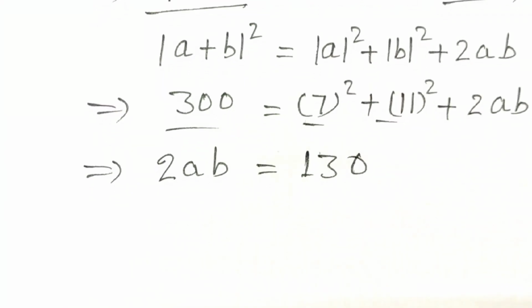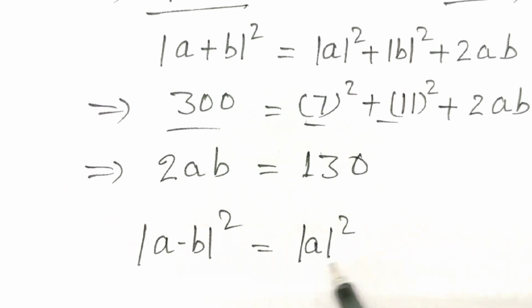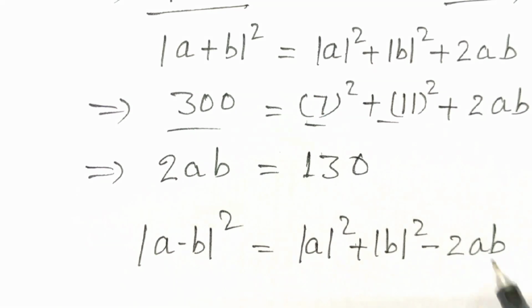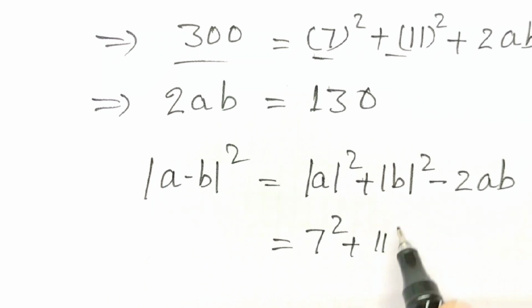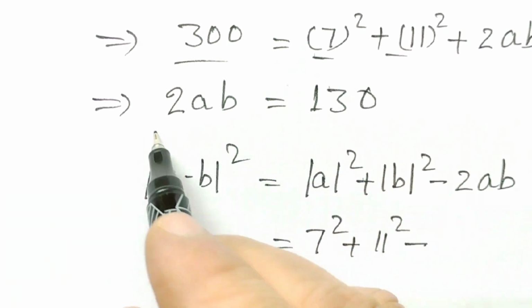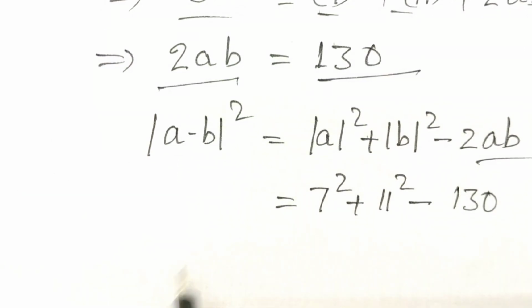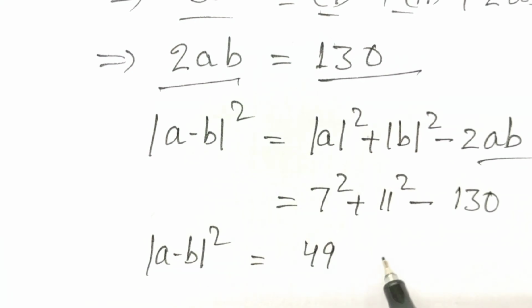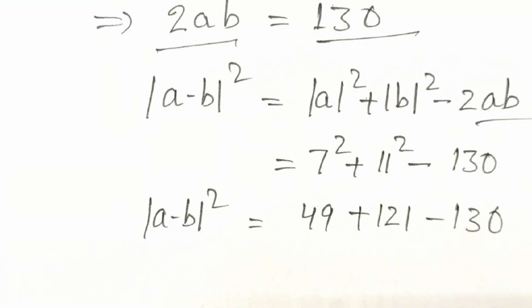130. Fine. Now |A − B|² = |A|² + |B|² − 2A·B. So this is 7² + 11² − 2A·B, where 2A·B is 130. Fine. So |A − B|² = 49 + 121 − 130, right?